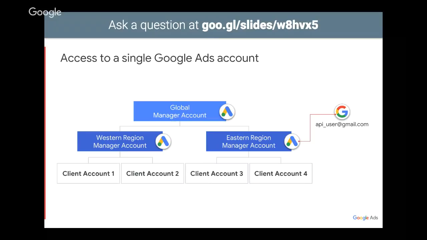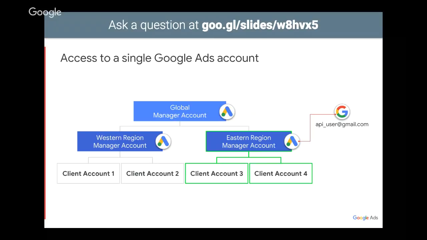That makes sense. Likewise, if this user was only connected to, say, in this example, one of the regional manager accounts, right? You had a Western region manager account and an Eastern region, and it was connected to the Eastern region. Well, that makes sense that you should only be able to access and manipulate accounts in that Eastern regional account. You shouldn't be able to do things in the global manager account, nor, in this diagram, affect things like client account 1, client account 2.